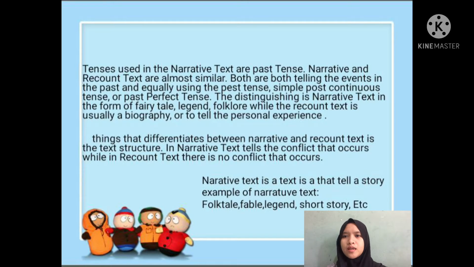The distinguishing feature is that narrative text is usually a biography or tells a personal experience. What differentiates narrative from recount text is the text structure: narrative text tells the conflict that occurs, while recount has no conflict. Narrative text is text that tells a story. Examples of narrative text: folktale, fable, legend, short story, etc.